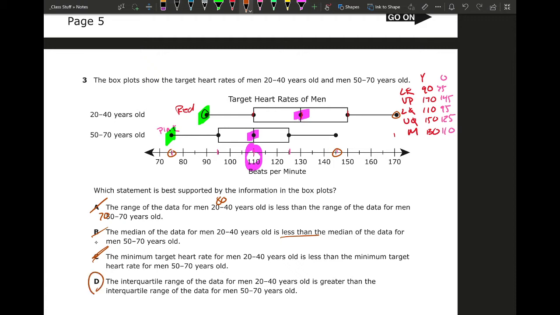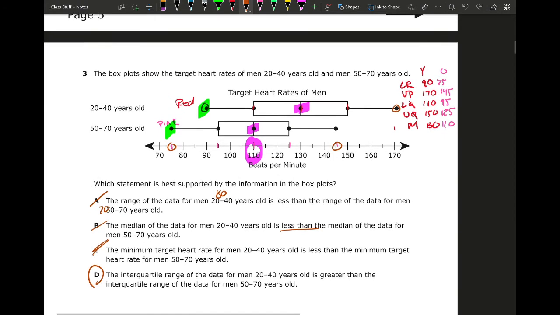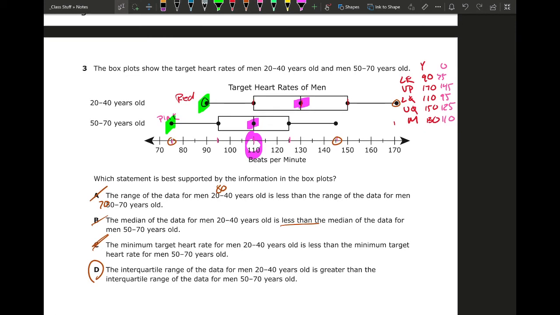Let's see what it says. The interquartile range of the data for the younger men is greater than the interquartile range for the older ones. Saying that the box, when you look at the box itself, is saying that this one is bigger than this one. Is that true? Just by looking at the distance, it is. And this is 40, by the way. 150 minus 110 is 40. 125 minus 95 is 30. So it is true. The answer has to be D.